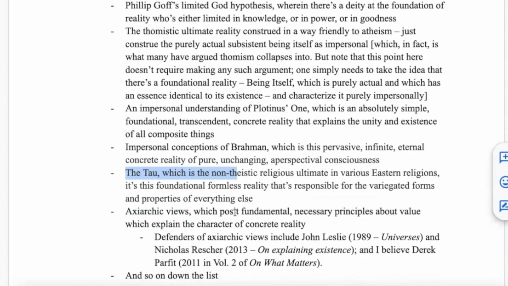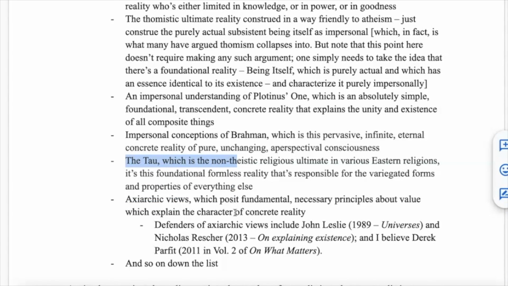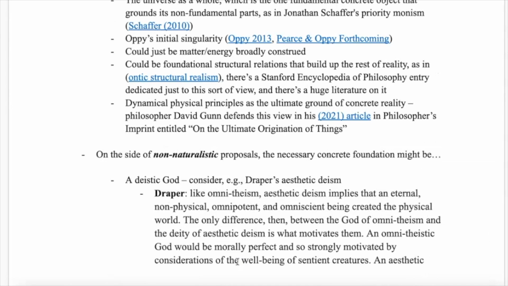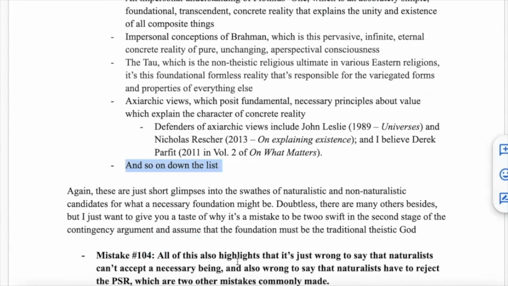There are various axiarchic views, which posit fundamental necessary principles about value, which explain the character of concrete reality. Defenders of axiarchic views include John Leslie, Nicholas Rescher, and I believe Derek Parfit. But since I haven't studied that extensively, I'm going to request that you not quote me on that. And so on down the list of non-naturalistic proposals for what the necessary foundation might be.